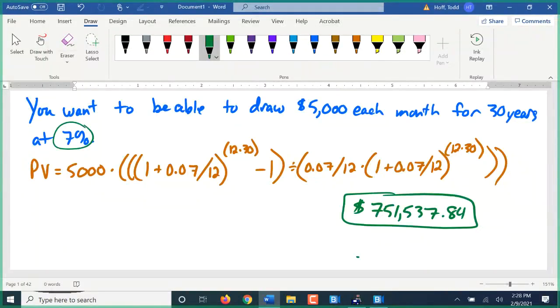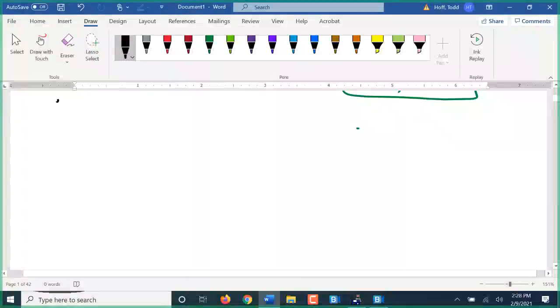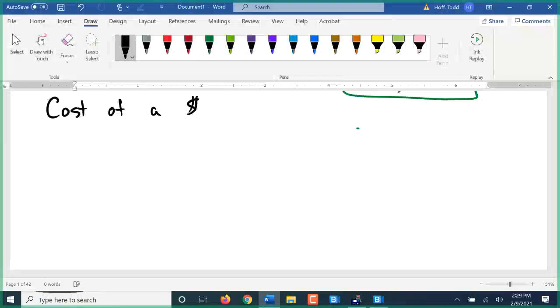Okay, so now I promised you this yesterday. Let's look at the cost of a $50,000 truck. Or car, I guess. This is kind of scary when you look at it. And what we're going to do is look at that $50,000 car. The standard in the industry.